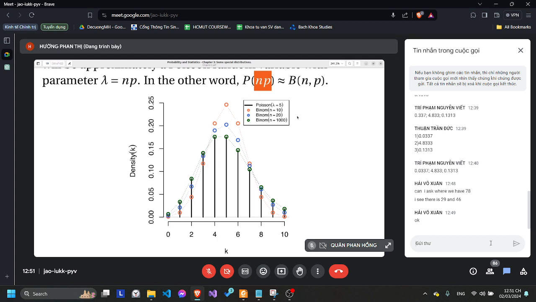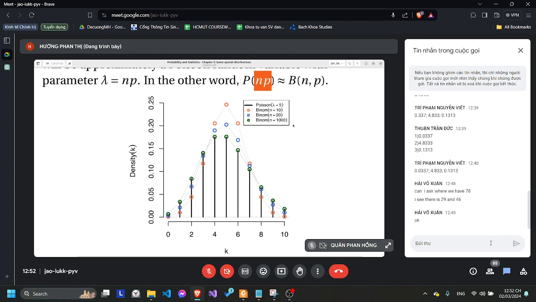Remember that when we talk about the approximation between Poisson and binomial, it doesn't mean that every binomial distribution can be approximated well by the Poisson distribution. No, it's not true. It's only true in the case that the binomial distribution has a large sample size. It means that n is very large and p is very small, such that lambda in the Poisson distribution is exactly equal to n multiplied by p. It must be true within this constraint.